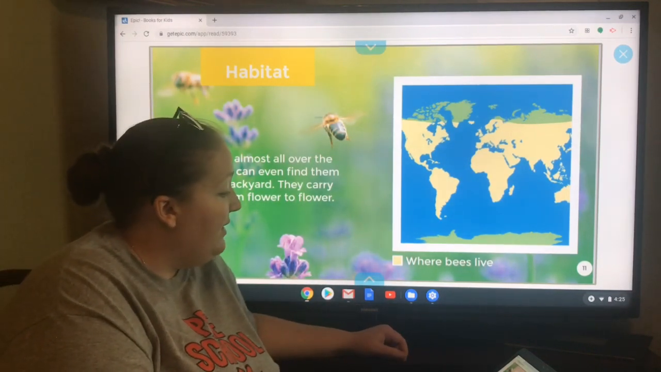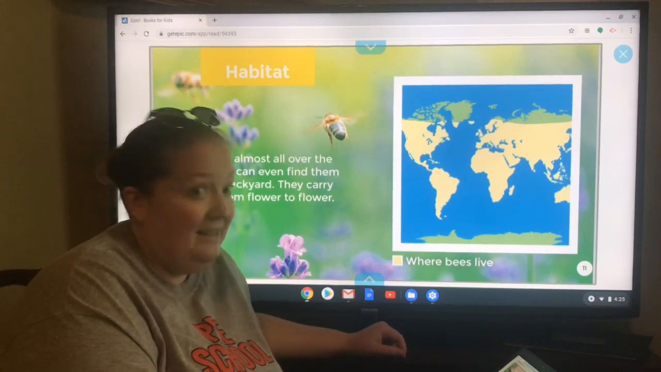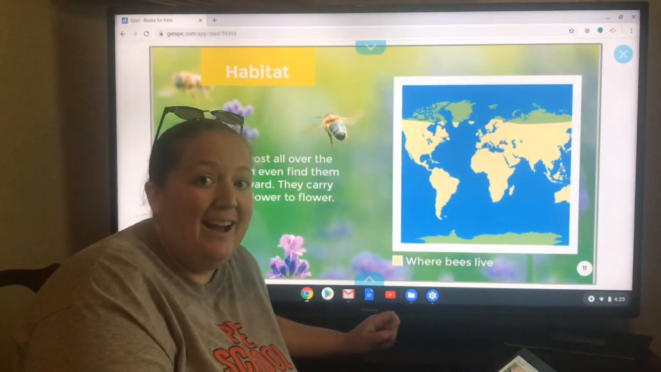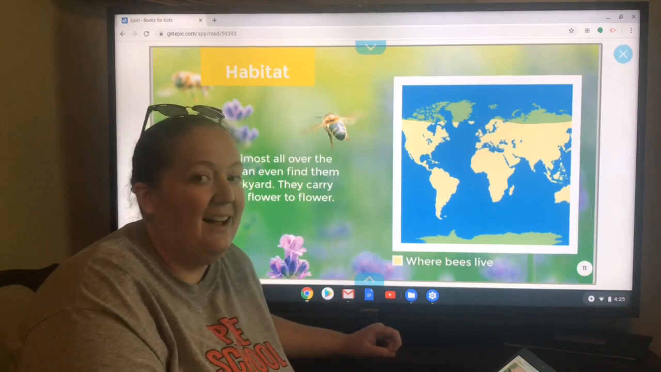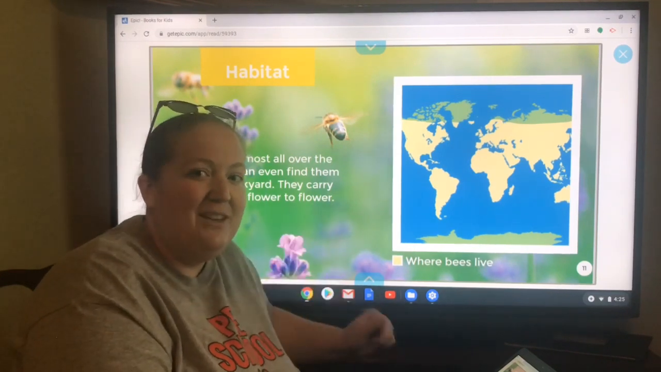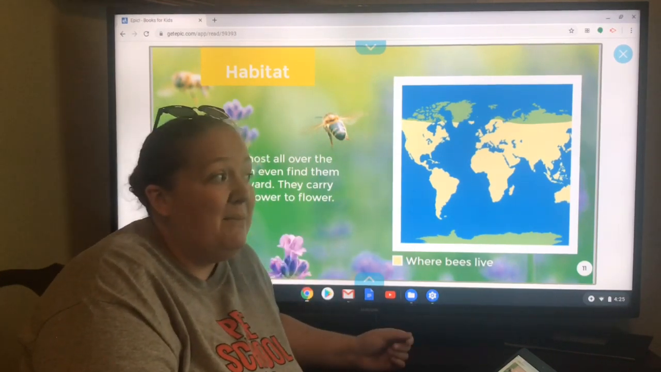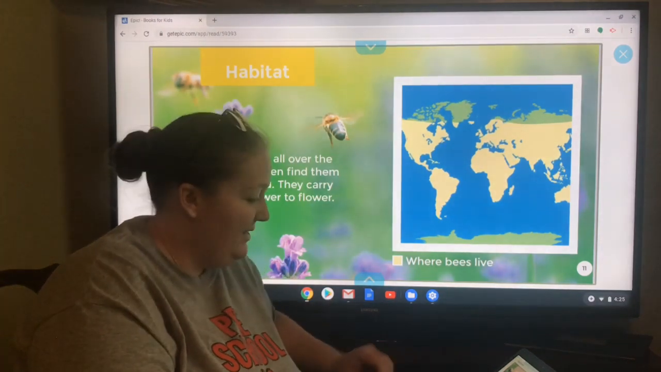They carry pollen from flower to flower. Wow, those bees must be working hard right now because there's so much pollen outside. Pollen is all that yellow stuff that you see all over your cars, maybe in the trees, and coming out of your plants.